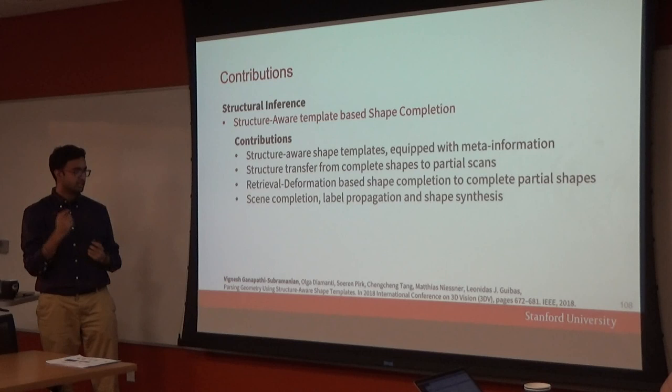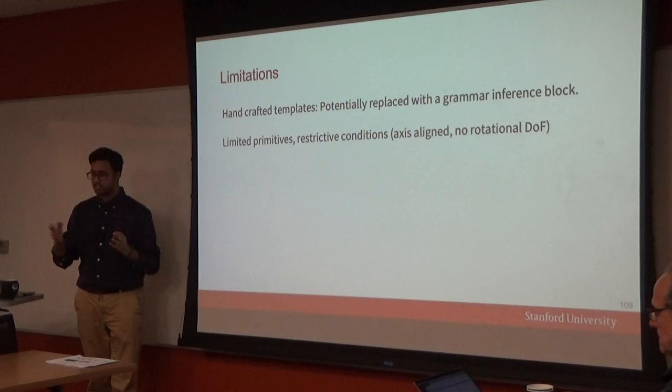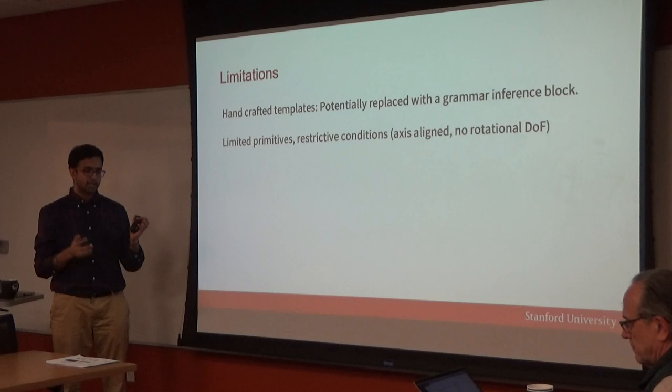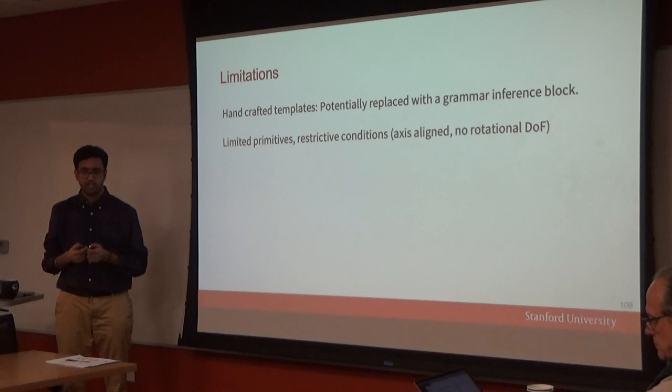The limitations of this work are that we use handcrafted templates. The fact that we use handcrafted templates means to obtain all variations in a given database of shapes, we need to actually go through the entire database. So this would be helpful if we could learn these templates by means of a grammar inference block directly. Another main limitation is that we have restrictive conditions here, such as axis alignment or no rotational degrees of freedom. Ideally, we'd like a method which is free of all this preconditioning.